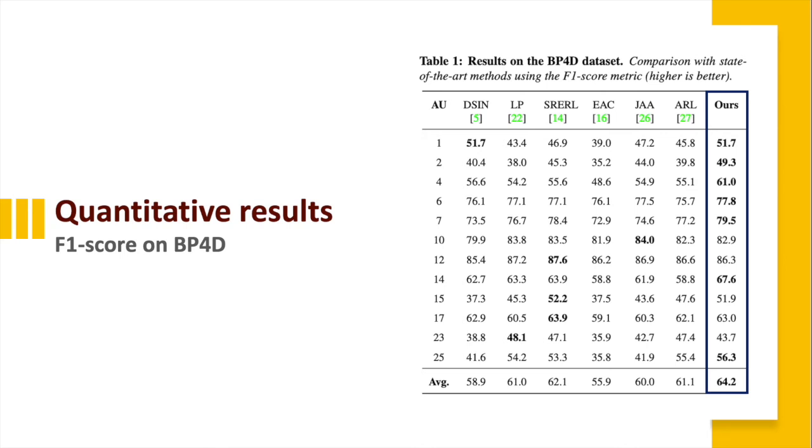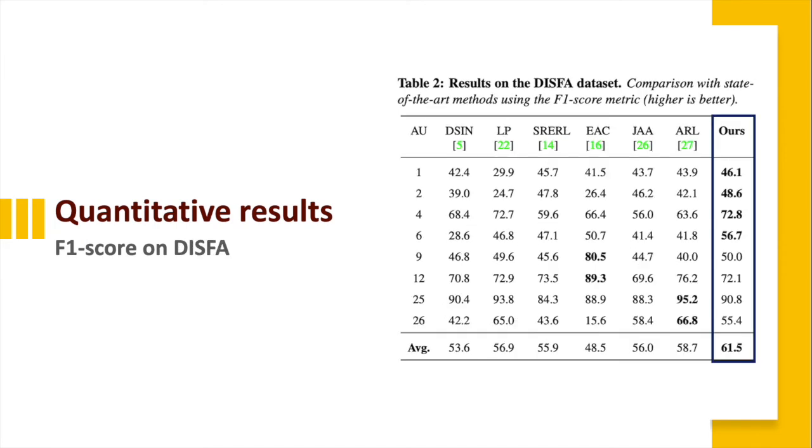The performance of our model on the BP4D dataset with 12 FAUs is shown in the figure. The last column shows the results of our method. On average, our model performs the best with a 2% increase in the F1 score. Similarly, on the DISFA dataset, our method performs the best on average.